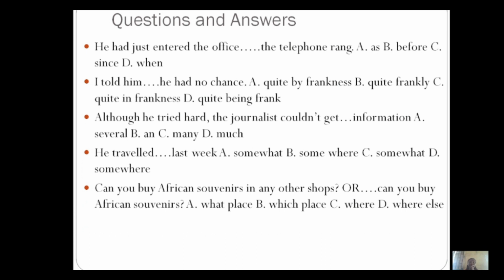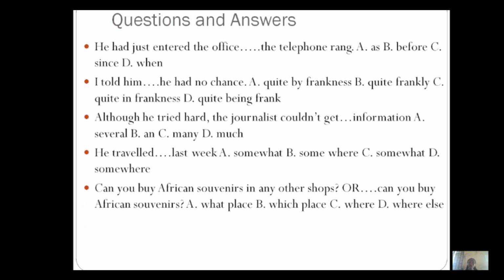He traveled dash last week. A, somewhat. B, somewhere. C, somewhat. D, somewhere. The correct option is somewhere, but the question here is which somewhere is to be selected. The correct option is option D. That's how it's supposed to be written.